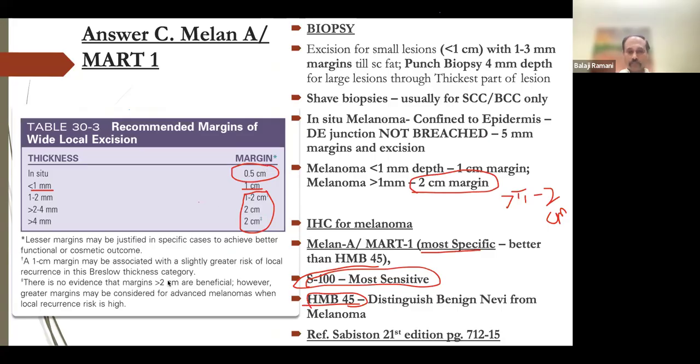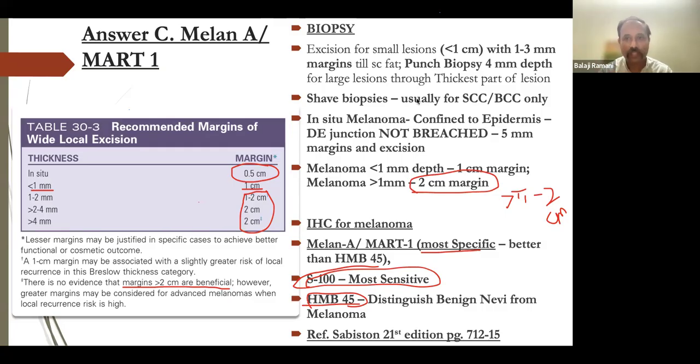Okay, so there is no evidence that margins more than 2 centimeters are beneficial. There were multiple studies that compared, but the recurrence rates between margins of 2 and 3 are not very different. Generally, what they say is the larger the margin, the lesser the local recurrence, but other than that, the overall survival does not change. So overall, the 2 centimeter margin can be considered.